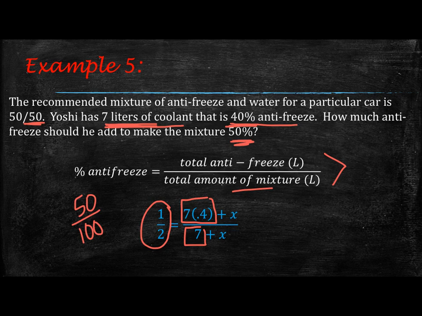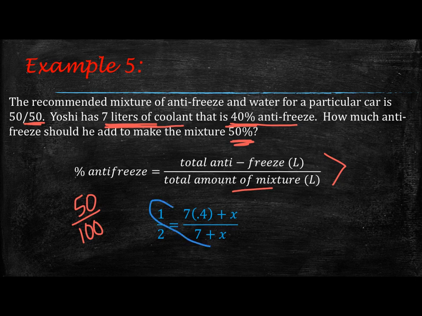Now, how much antifreeze should I add? Well, when you add antifreeze, you're going to add it to the numerator and the denominator, and so the plus x is added on to both the numerator and the denominator. And so now we just have to solve that problem. So let me go ahead and erase these marks for right now. This is an example 1 where you just cross multiply.